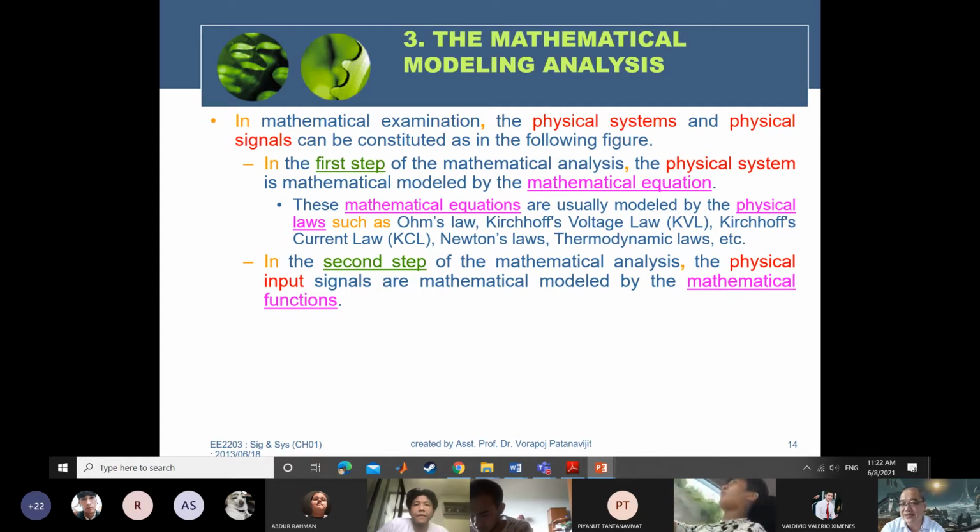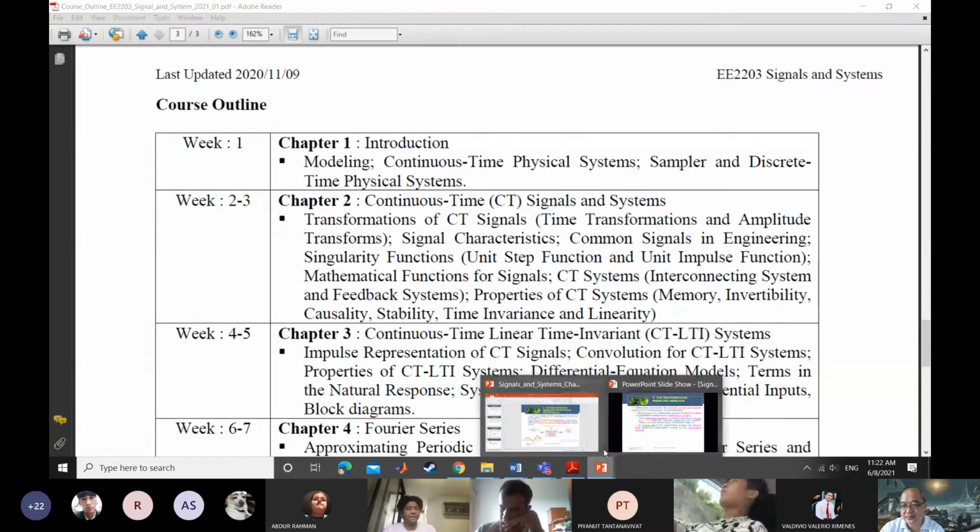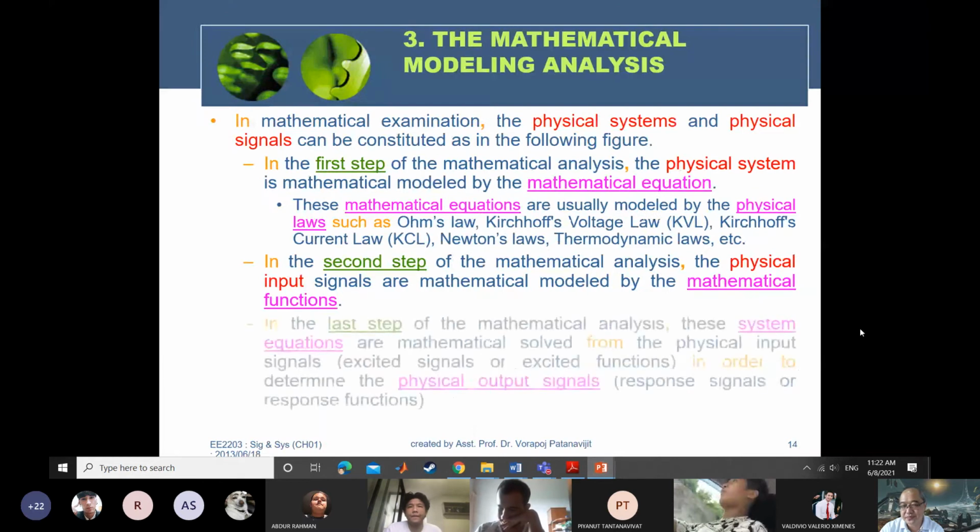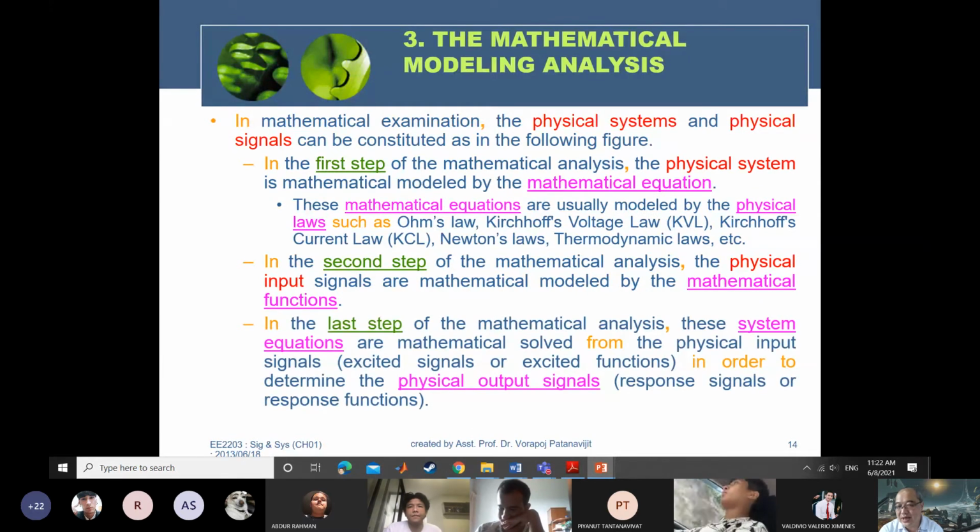The second step of the mathematical analysis is that the physical input signal is mathematically modeled by a mathematical function. The last step is that the system equation is mathematically solved from the physical input signal, the excited signal or excited function, in order to determine the physical output signal, the response signal or response function.